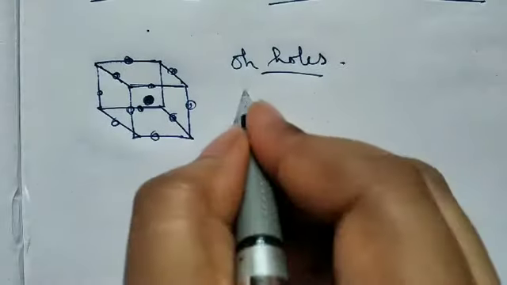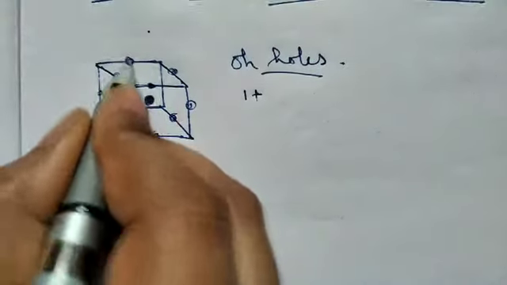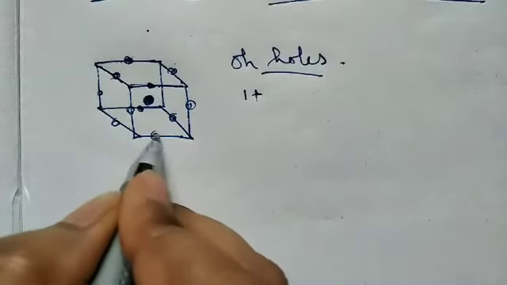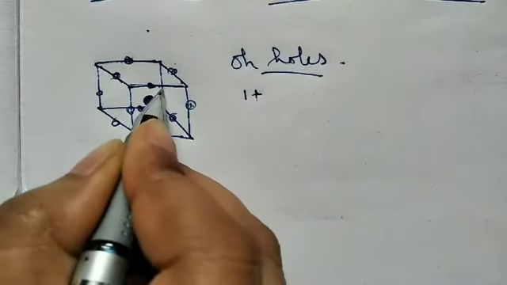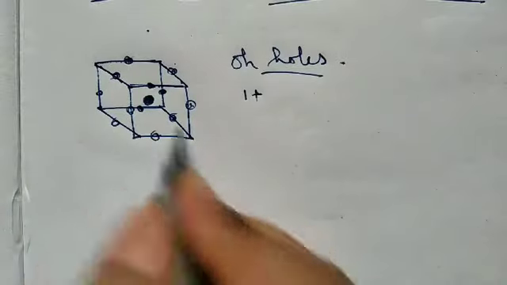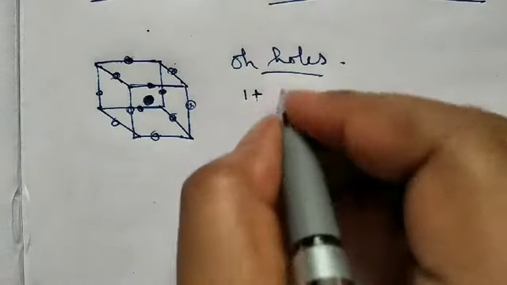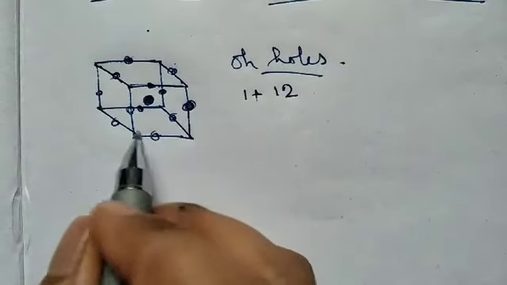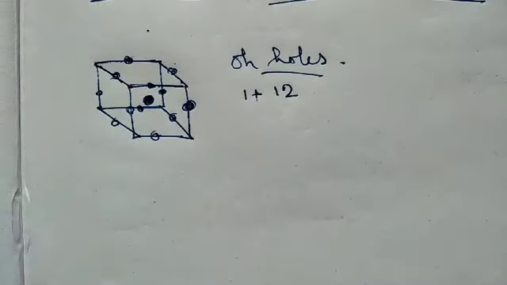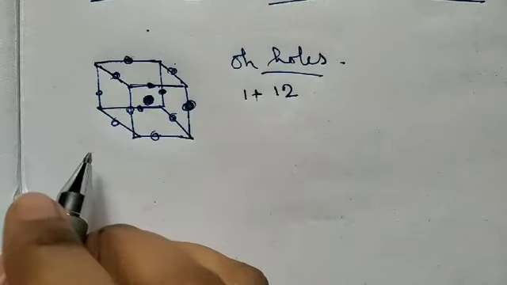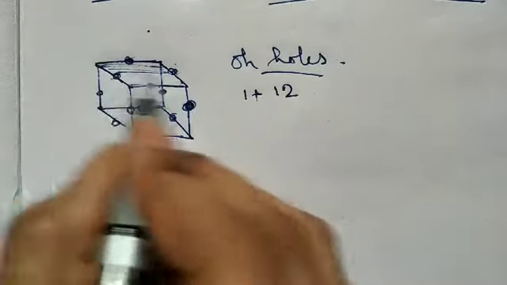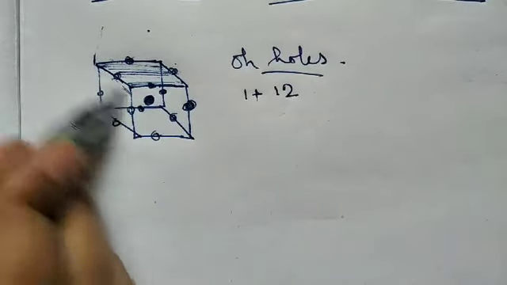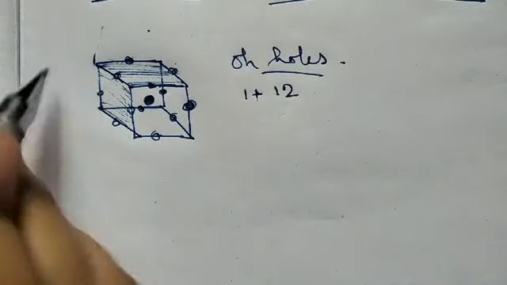See, this is 1 plus here 12 are there, 1 2 3 4 and 5 6 7 8 9 10 11 and 12, each edge, because in a cube 12 edges are there, so 12 holes. But each hole will again be shared by 4 cubes. Like this plane, with this plane another cube will be there in the up, and with this plane another cube will be in the left side.